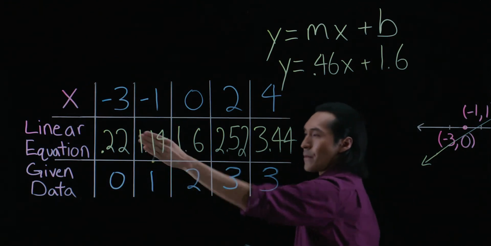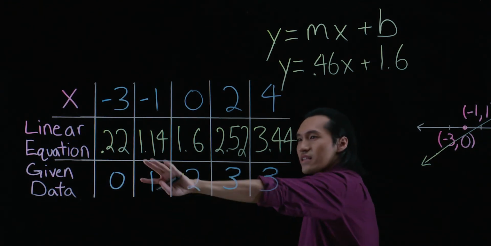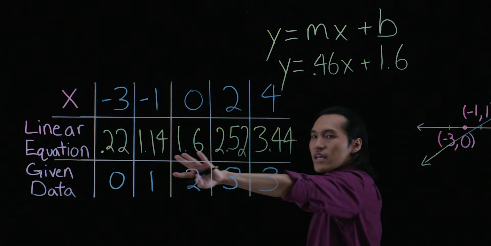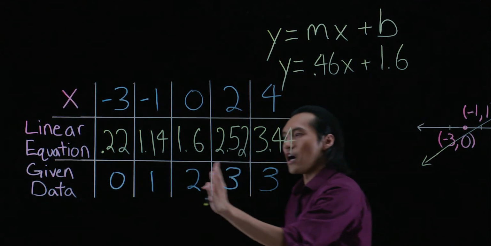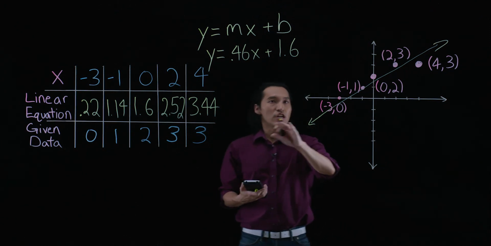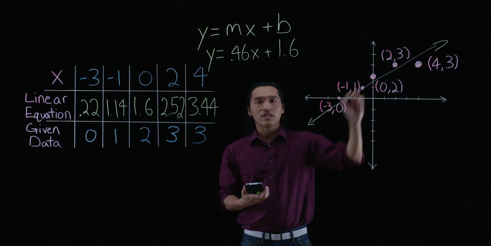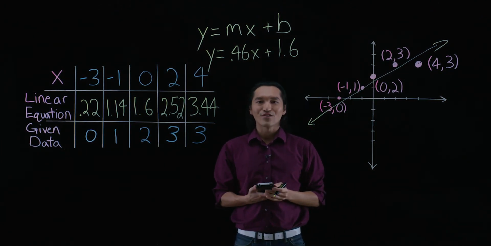As you can see, you can compare the linear regression with the given data and see that the linear regression is somewhat close to what the given data is, that it is approximating the general line of best fit for these 5 points. And that is how you solve this problem.